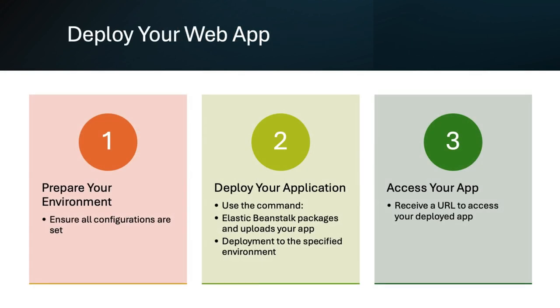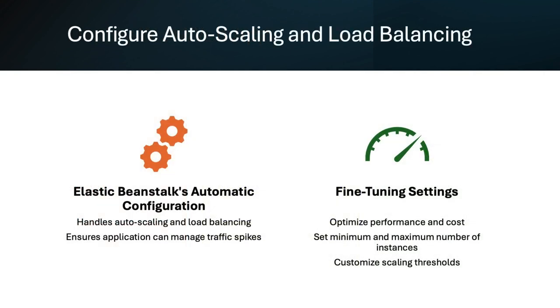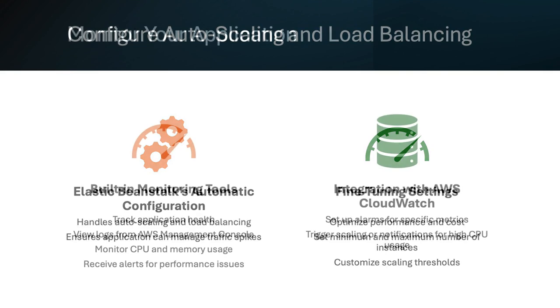To deploy your web app, ensure your environment is ready. Use the command eb deploy in the CLI. Elastic Beanstalk will handle packaging, uploading, and deployment. You'll receive a URL to access your app once deployment is complete. Elastic Beanstalk configures auto-scaling and load balancing for your app. You can fine-tune these settings to optimize performance and cost, including setting instance limits and scaling thresholds.